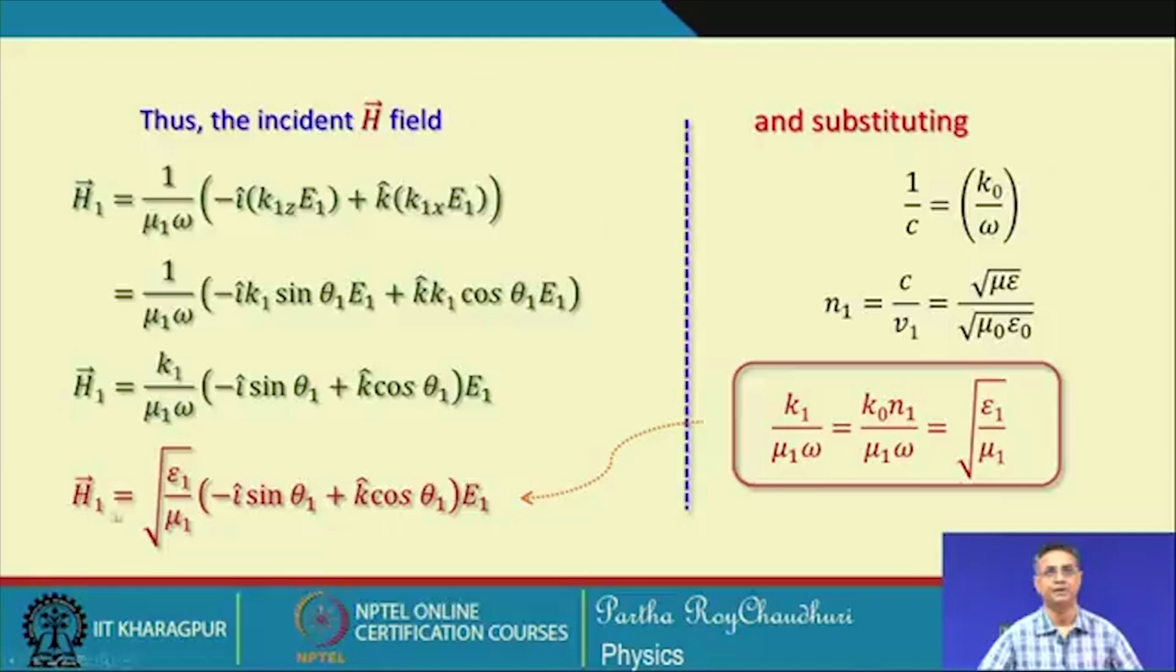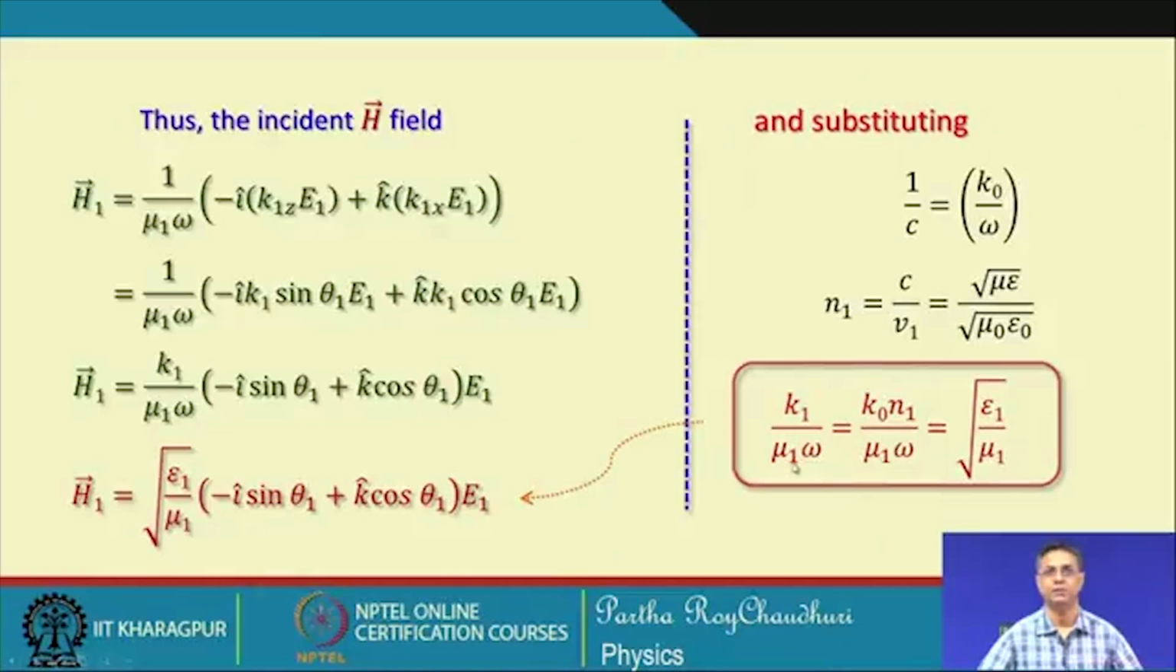So, we can write in this compact form epsilon naught by mu 1 under root of that, into minus i sin theta 1 plus k cosine theta 1, into the incident electric field amplitude. And this relation E 1 by epsilon naught has come from this equation. We have seen it previously also.